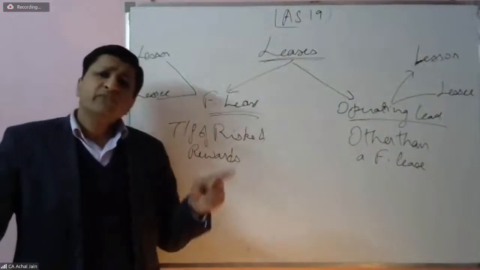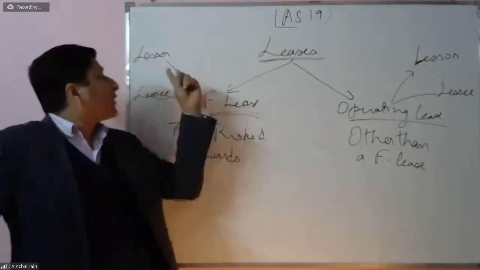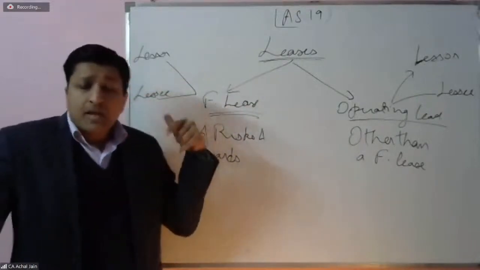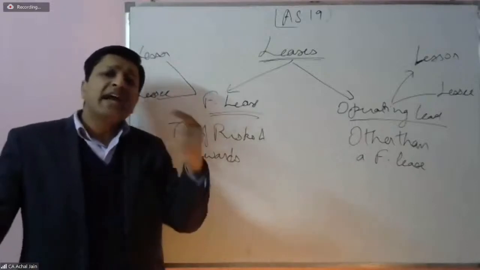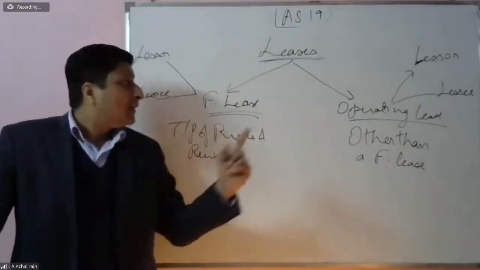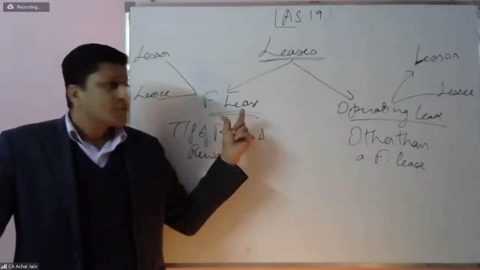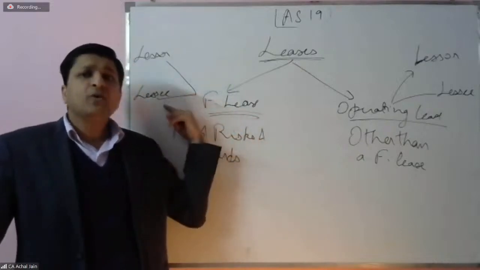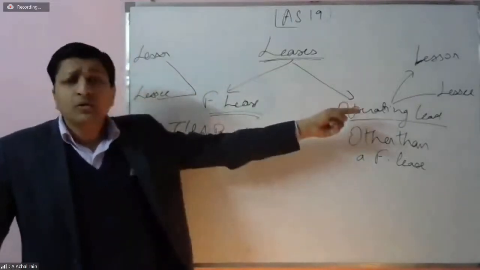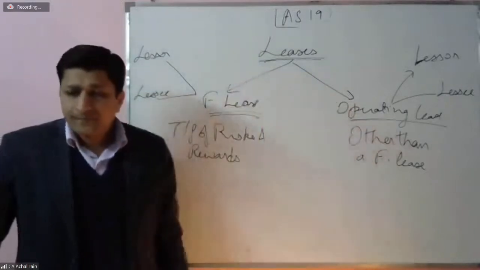So every time, what do we need? We need the accounting of lessor or the lessee. But the accounting of lessor and lessee will vary depending on the type of lease it is. So in case it's a finance lease, then their accounting will be different as compared to operating lease.